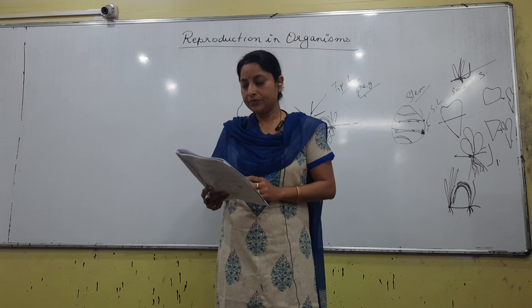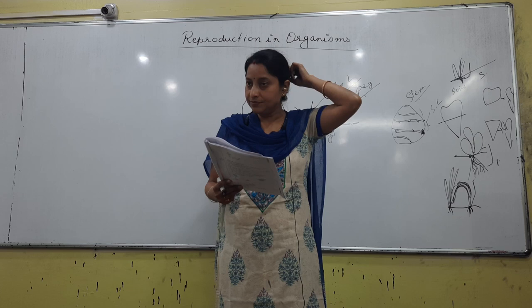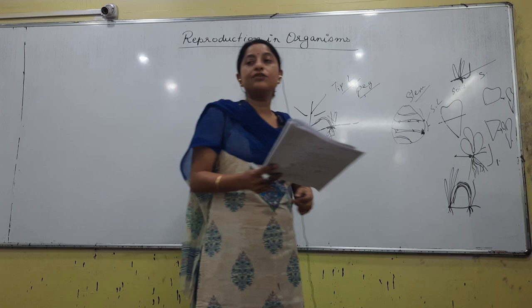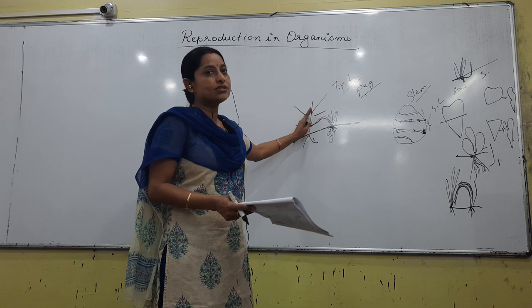One word that is important that is given in the diagram, just see, defoliated. What is defoliated? You remove the leaves from the stem, that is called defoliated. The stem that you have chosen for tip layering, you need to remove the leaves first and then you go for the process of layering. That is what is called defoliated.